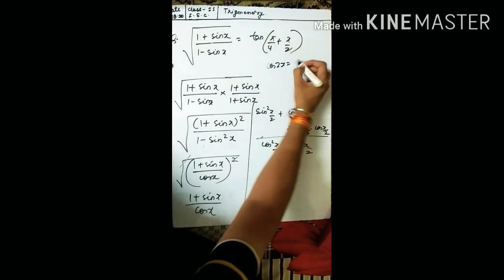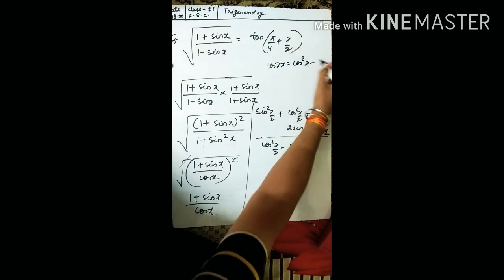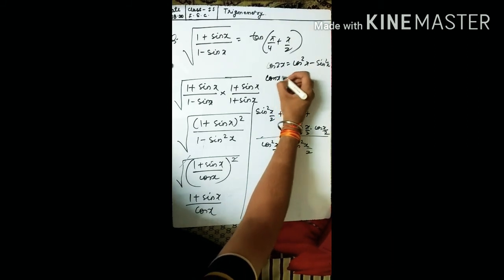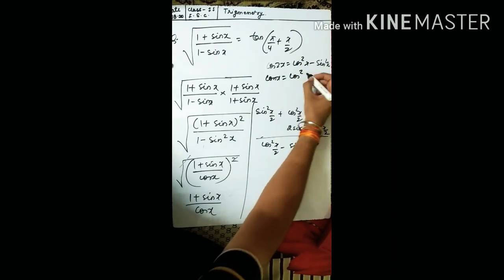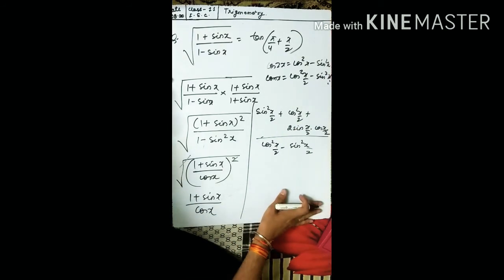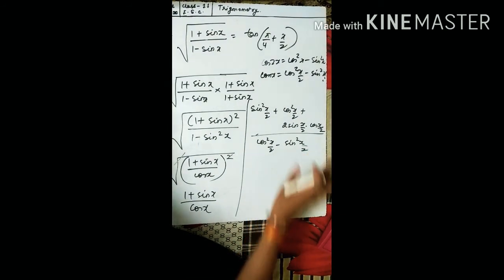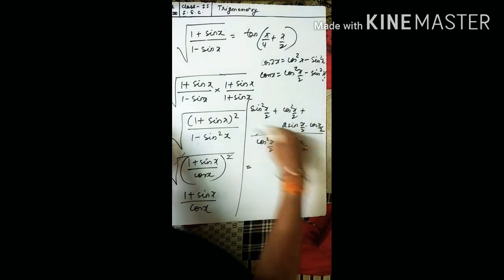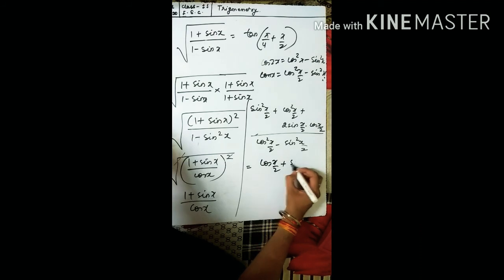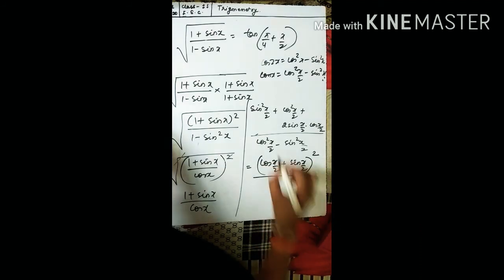Cos 2x, one identity is there, no? Cos square x minus sin square x. So what will be cos x from here? This will be by the half angle formula: cos square x by 2 minus sin square x by 2. Now in the numerator, can we write this as cos x by 2 plus sin x by 2, the whole square, upon, and this is what?